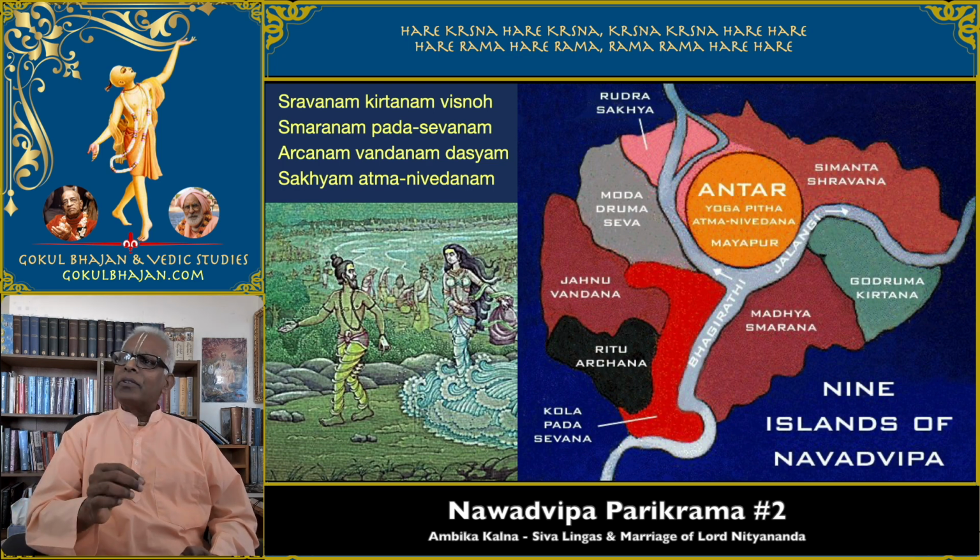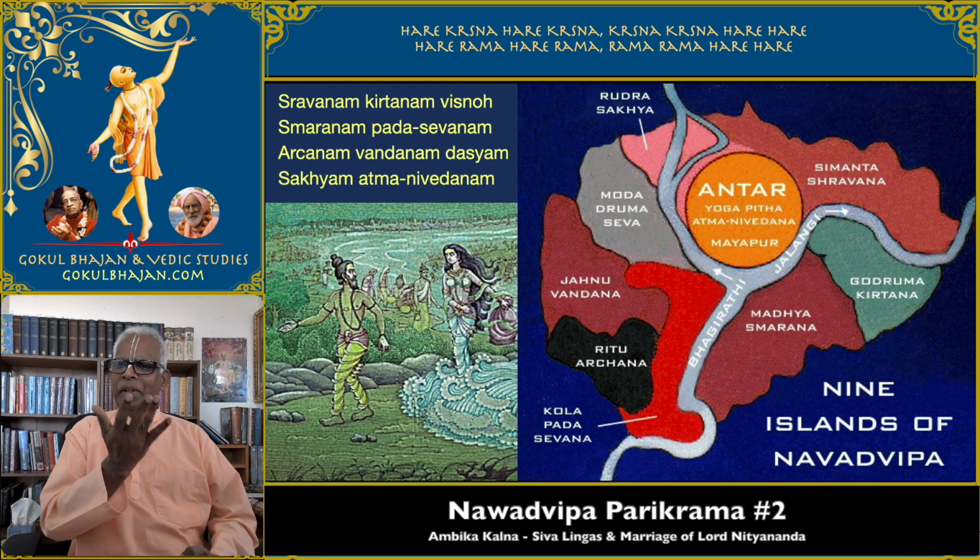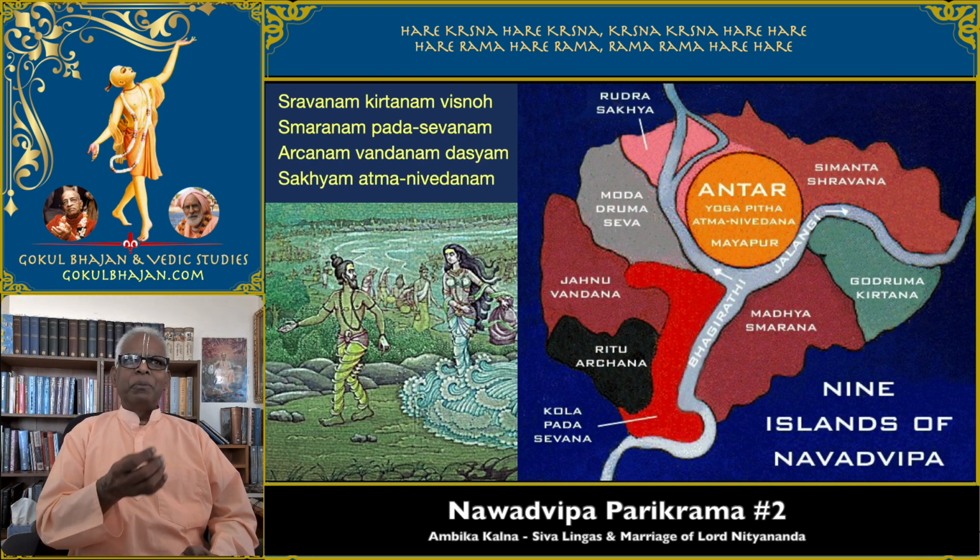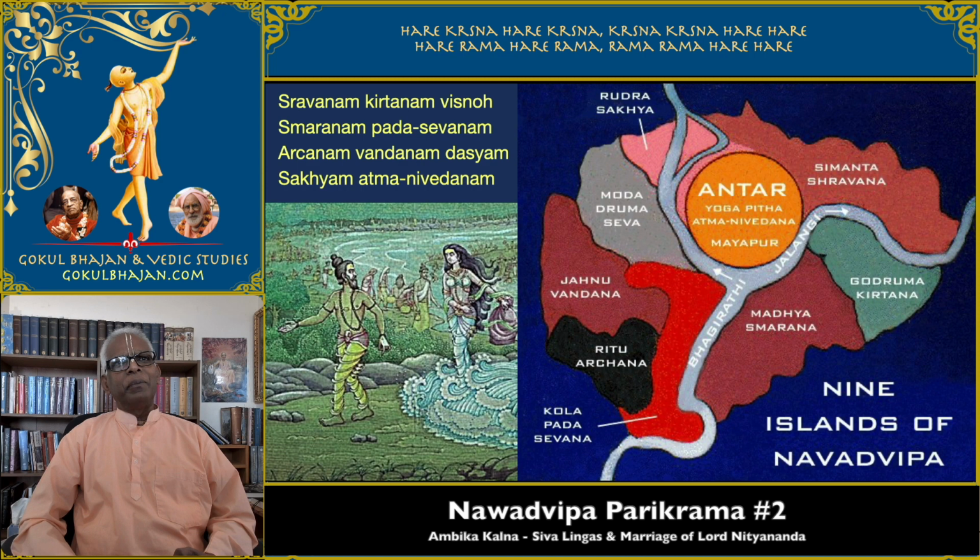What are the 9 Angas of Bhakti? Shravanam, Kirtanam, Vishnu Smaranam, Padasevanam, Archanam, Vandanam, Dasyam, Sakyam, Atmanivedanam. So, these are all the 9 Angas.